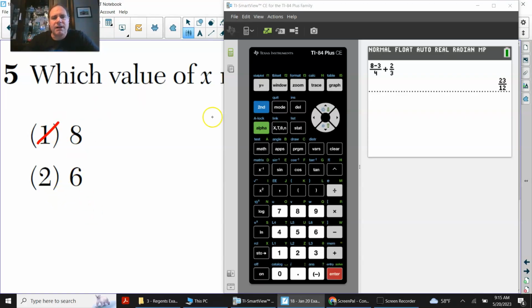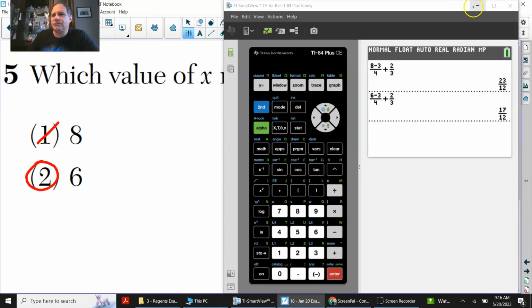All right, so now I am going to do the same thing. I'm going to try 6 this time. So 6 minus 3 on the top is the numerator, and the denominator is 4. I'm substituting the 6 in for x. That is plus. We're going to add that to 2 over 3. And we're going to press enter. 17 over 12. 2 is my answer.